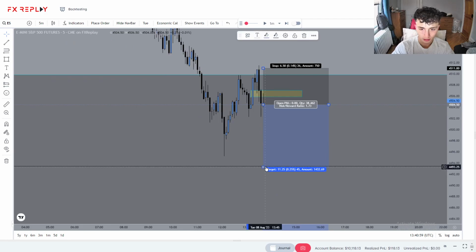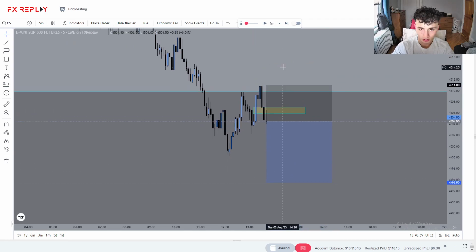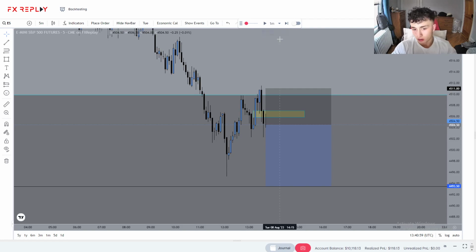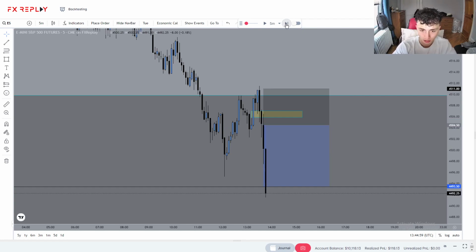Don't really like this risk to reward. This risk to reward's kind of bad. I'd rather catch the extension than the retrace. So let's just see how this plays. I'm not going to enter anything because the risk to reward's kind of bad.